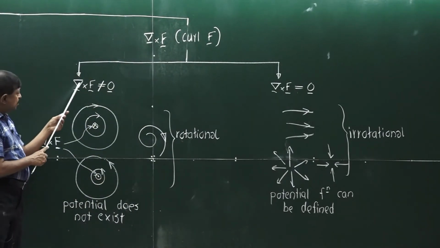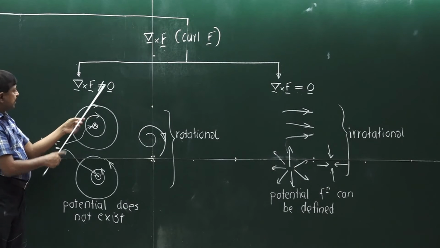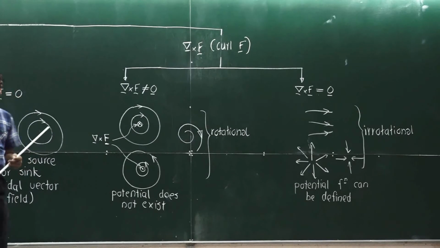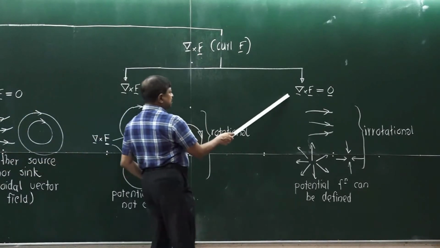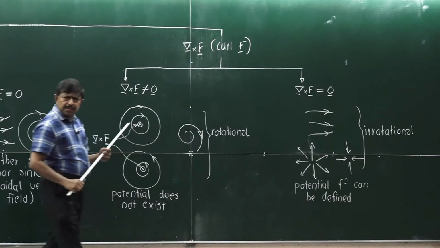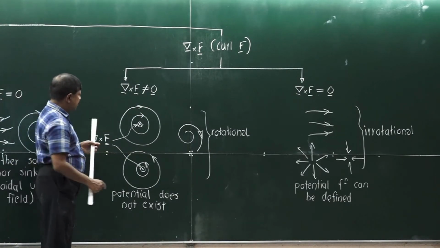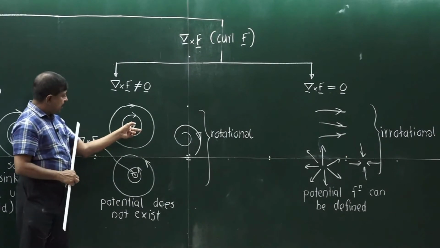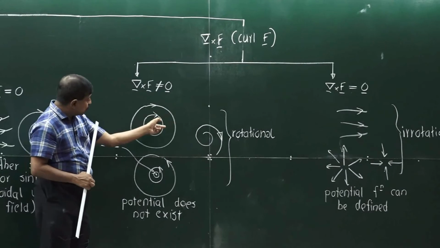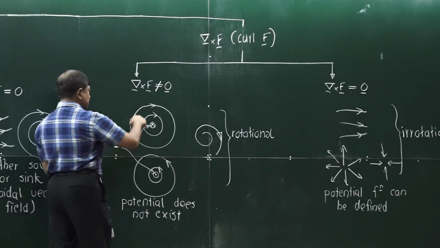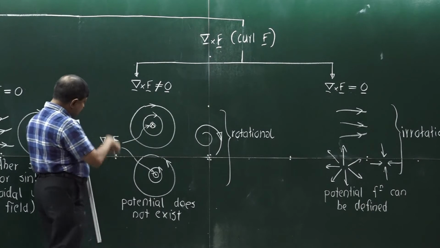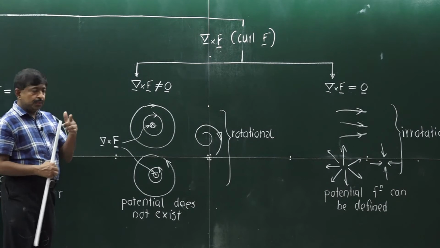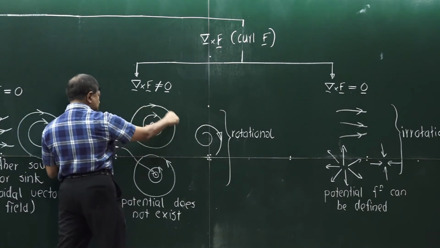If you have a non-zero vector for curl F, that means there is a rotation. If you get 0 for this, that means there is no rotation. What does that mean? Rotation means you can have some closed loops like this. Think about a current carrying conductor going into this board, then you have rotation. On the other hand, curl F gives you a vector, and you have a rotation in the vector field.